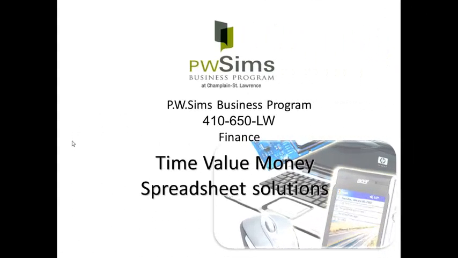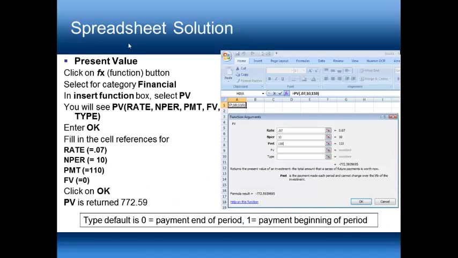Hi, let's look at some spreadsheet solutions for finance, some of the functions that are already pre-programmed in Excel. Using a present value, we're going to do this example always with the same numbers: 7%, 10 periods, 110 payment. Future value is going to be 0, or we're going to calculate it. The present value we've calculated in this example, and I'll show you this in just a second.